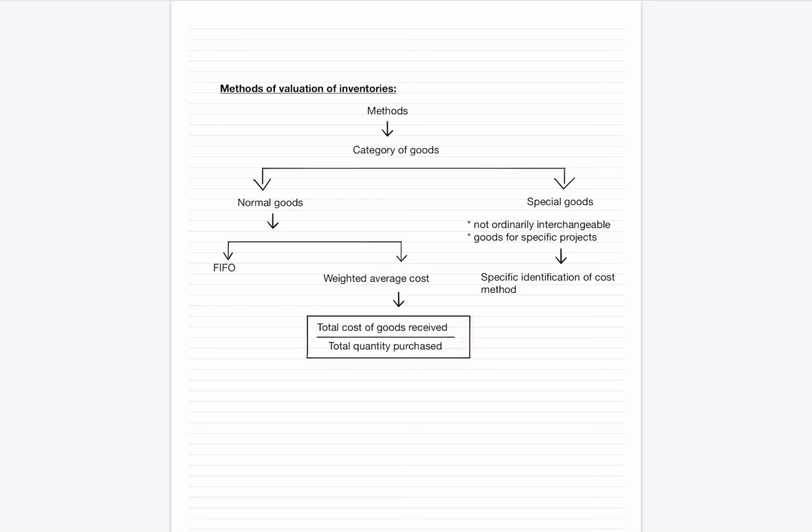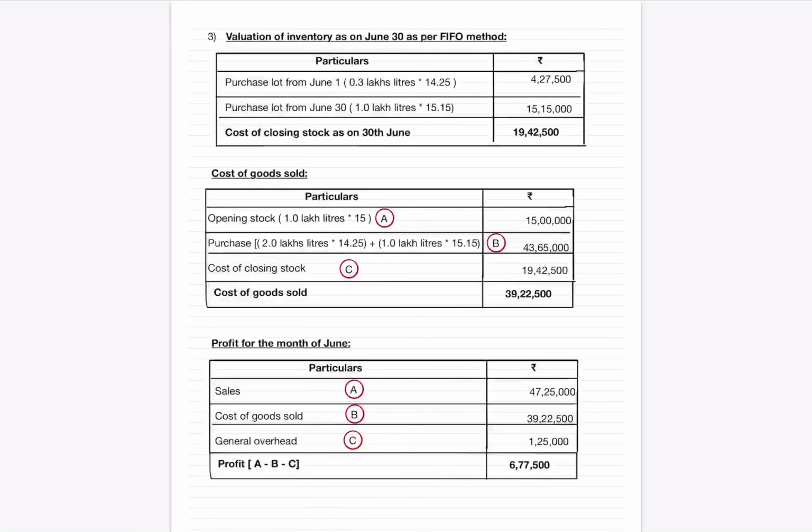Next, we will move on to the methods of valuation for the special goods which are not interchangeable. In respect of these goods, we need to identify each and every item individually with the specific identification cost method. Next, we will get into the practical problems relating to this aspect.